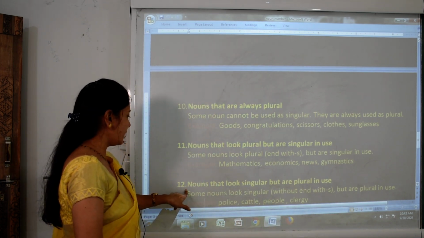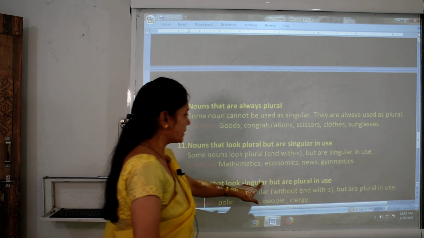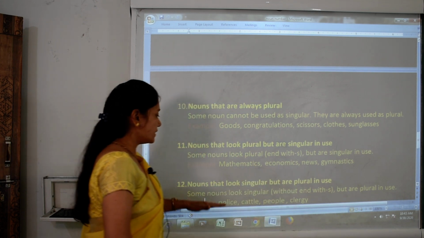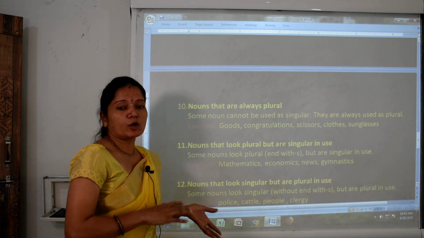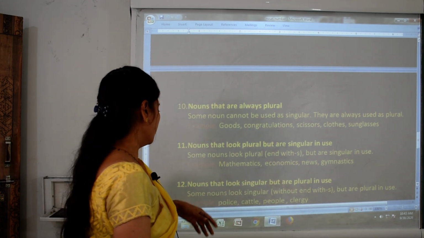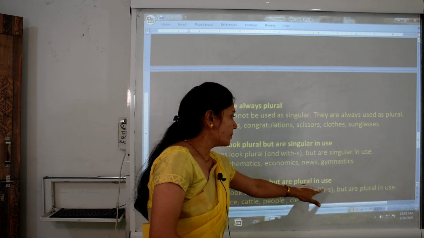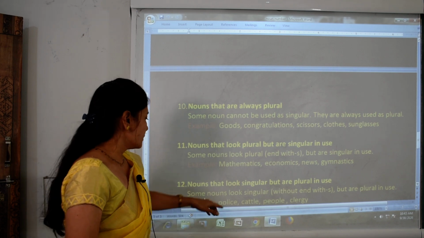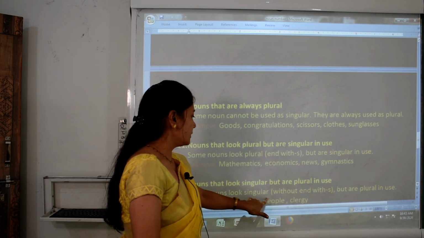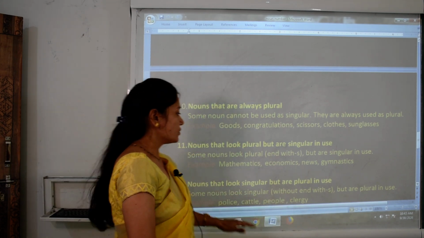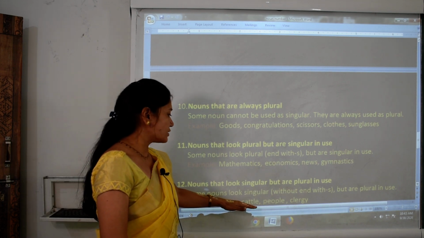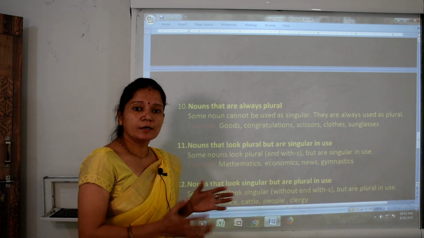Okay. Now rule number 12, nouns that look singular but are plural in use. Some nouns look singular, without S, but are plural in use. So police, cattle, people, clergy. These are the nouns we do not add S to, but they are always counted as plural.